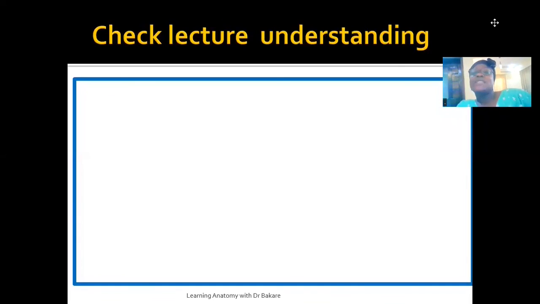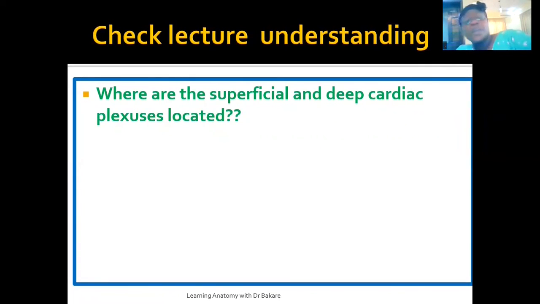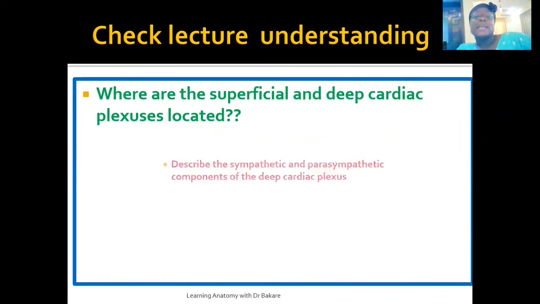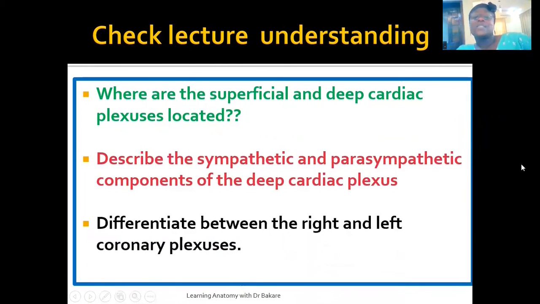So let's take our understanding of this lecture through the following questions. The first question is, where are the superficial and the deep cardiac plexuses located? The second question is to describe the sympathetic and parasympathetic components of the deep cardiac plexus. The third question is to differentiate between the right and the left coronary plexuses.